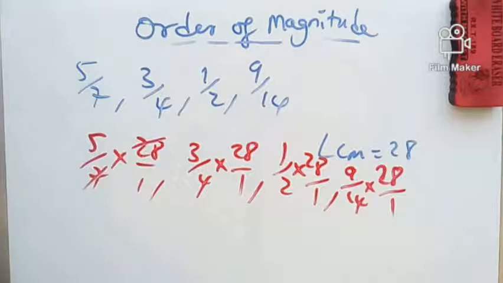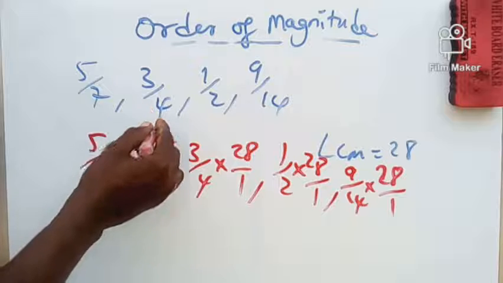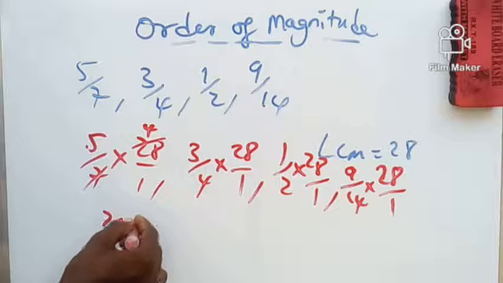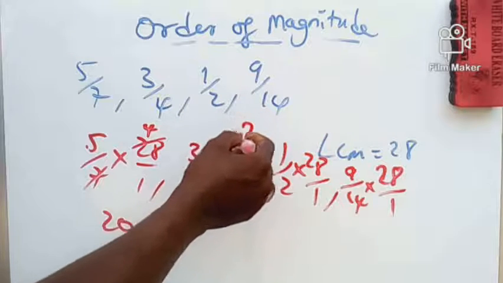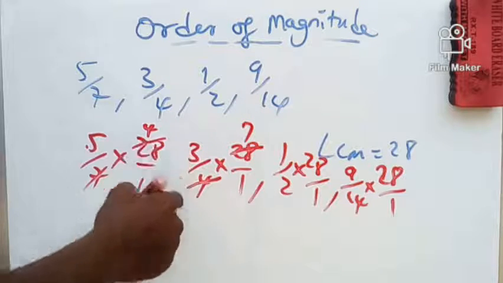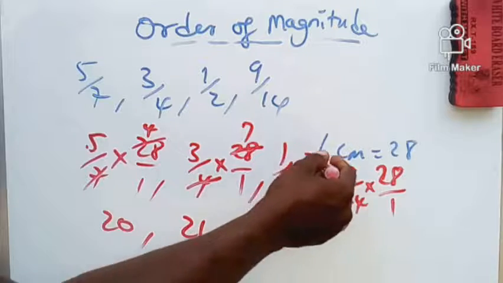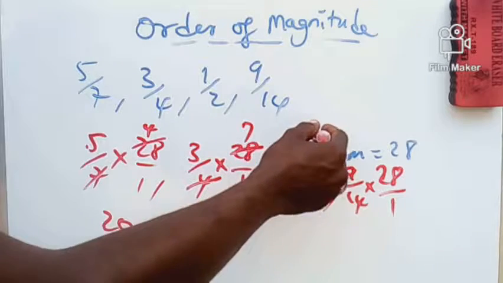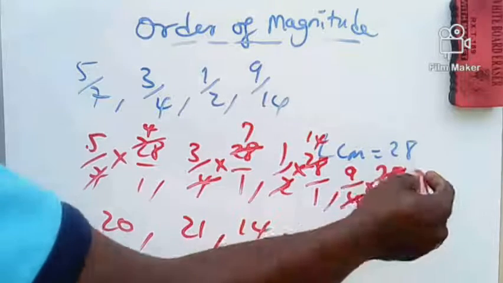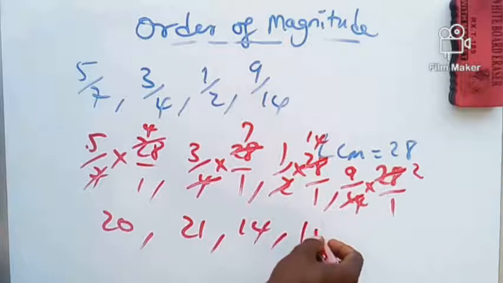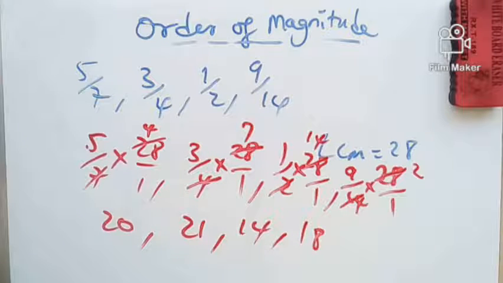7 can go into 28 how many times? 4 times. And when that happens, 4 multiplied by 5 is what? 20. 4 can go into 28 how many times? 7 times. 7 times 3 will give you what? 21. 2 can go into 28 how many times? 14 times. 14 times 1 is 14. And 14 can go into 28 how many times? 2 times. 2 times 9 is what? 18. Now that we've seen the real picture of how these fractions are, we can arrange them in ascending and in descending order.